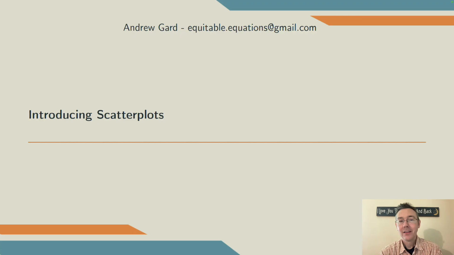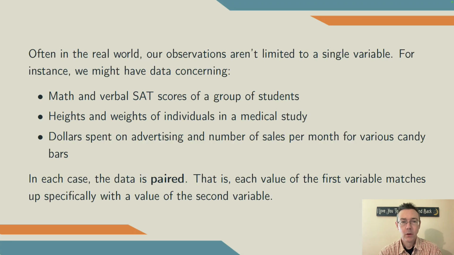Hey everybody. Today we're getting started with scatterplots. We're in a situation where we have paired data. That is, we have a bunch of observations of two variables where observations of the first one match up exactly with observations of the second one.